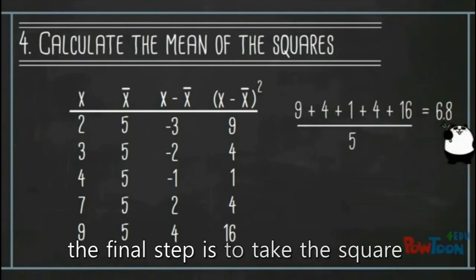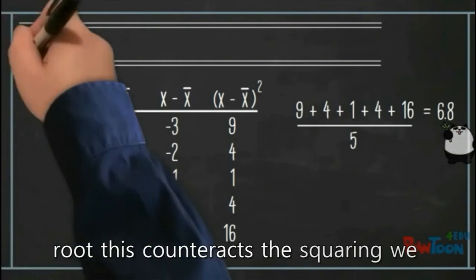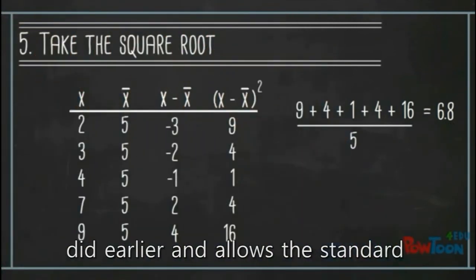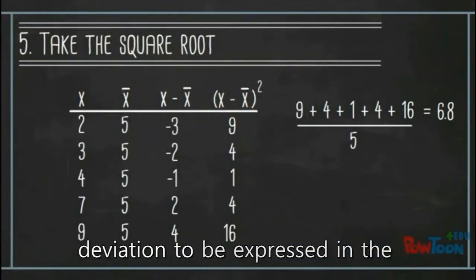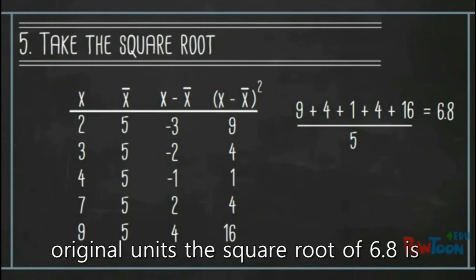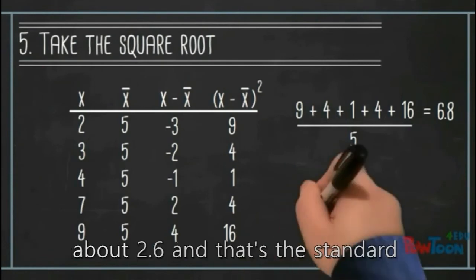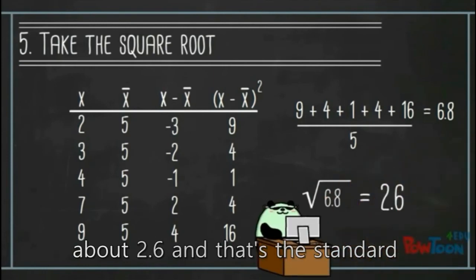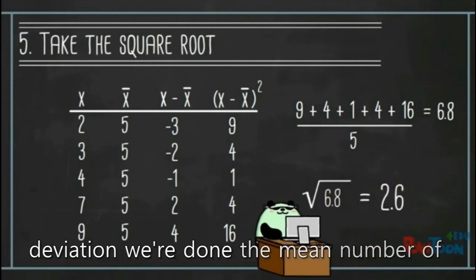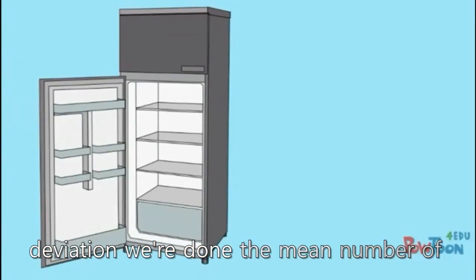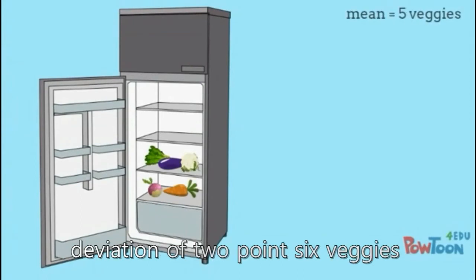The final step is to take the square root. This counteracts the squaring we did earlier and allows the standard deviation to be expressed in the original units. The square root of 6.8 is about 2.6, and that's the standard deviation. We're done. The mean number of vegetables is 5 with a standard deviation of 2.6 veggies.